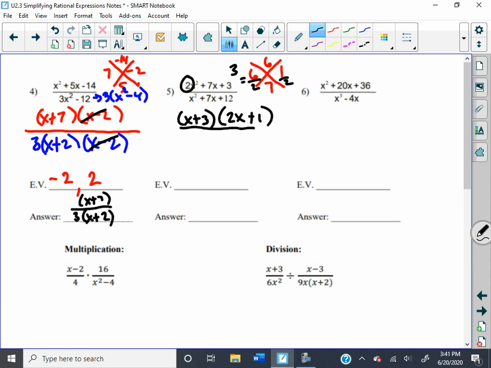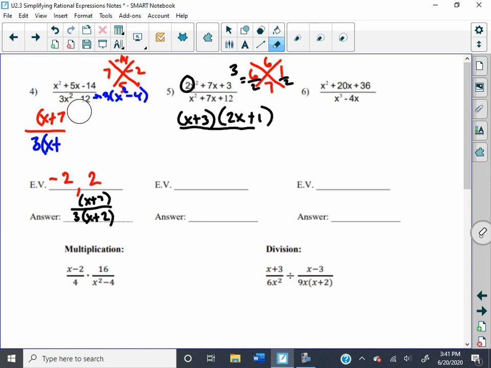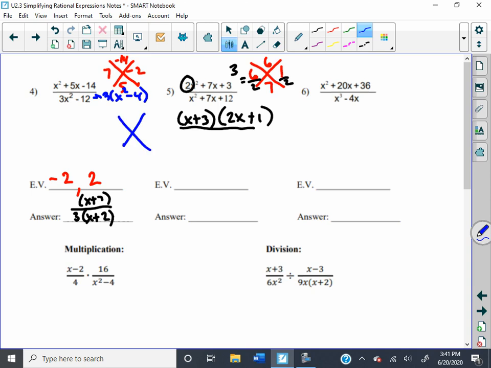All right, and then the other one, x squared plus 7x plus 12. Let me put it over here because I'm going to run out of room. So 12's on top, 7's on the bottom. It's going to be 4 and 3. So x plus 4, x plus 3. So that's factored all the way.